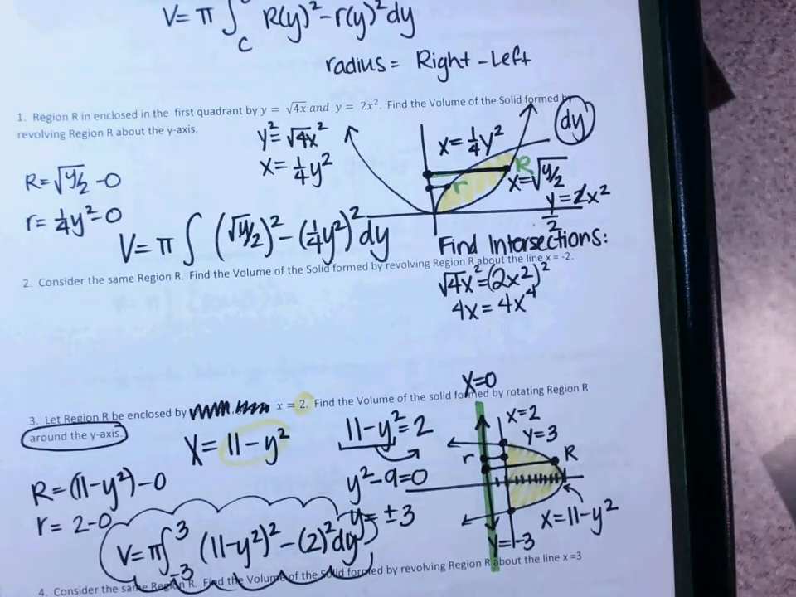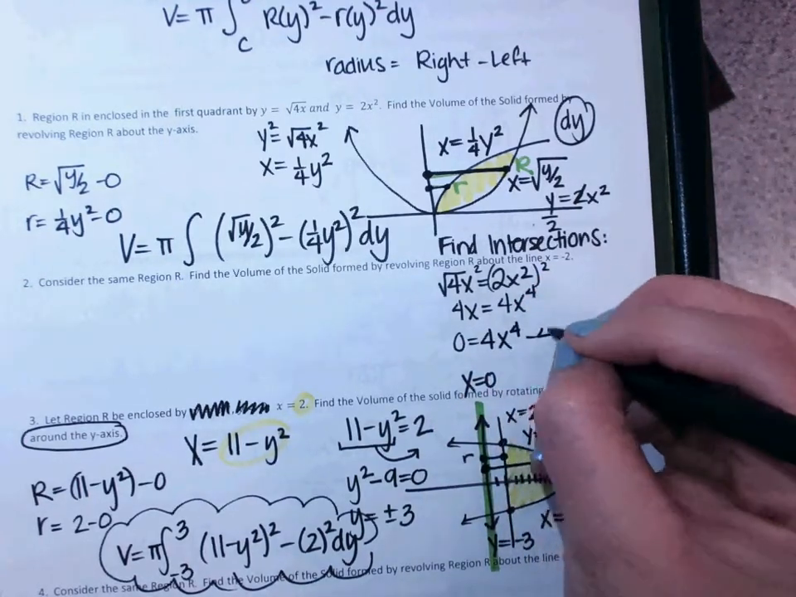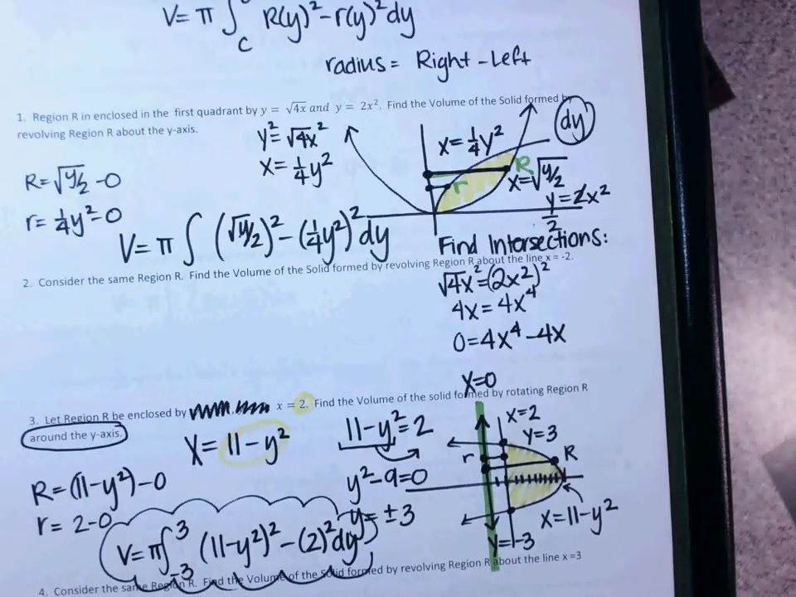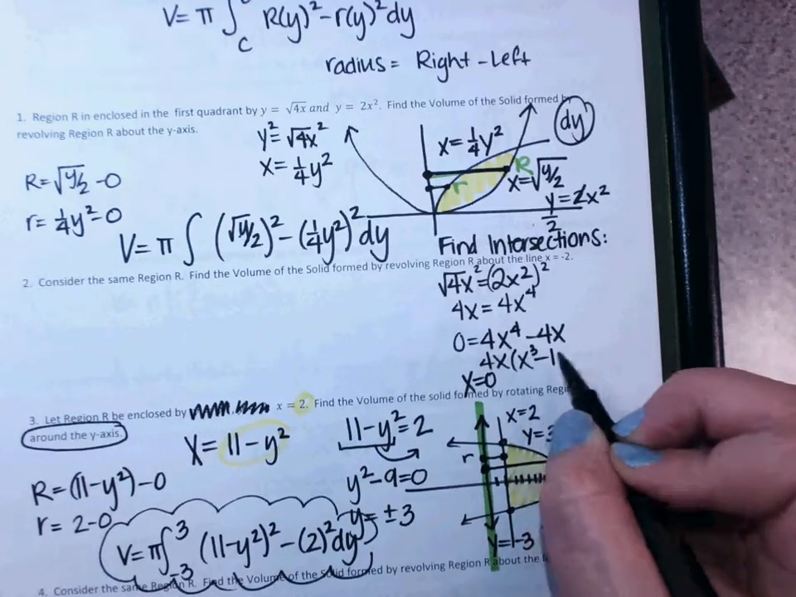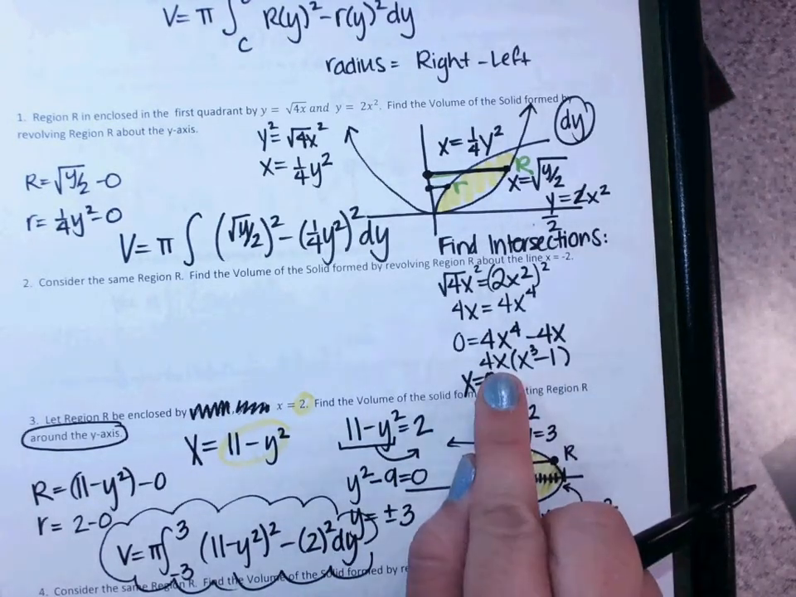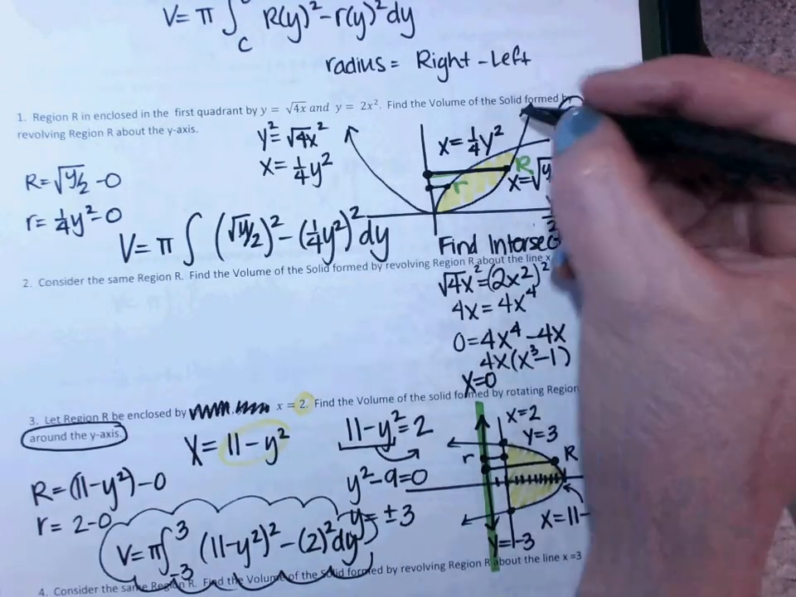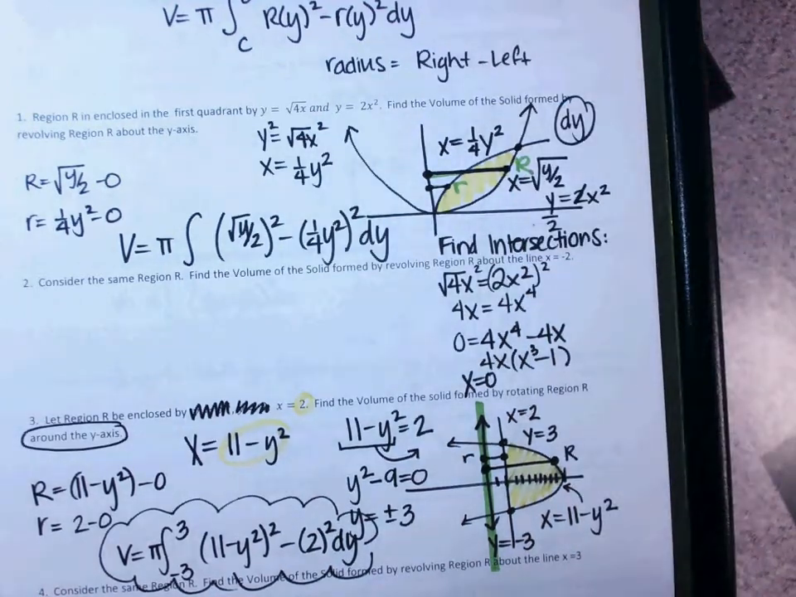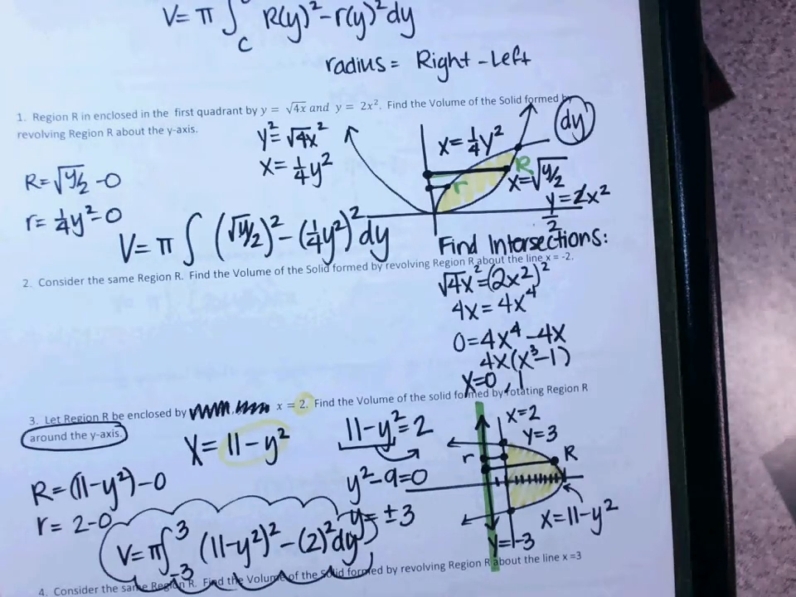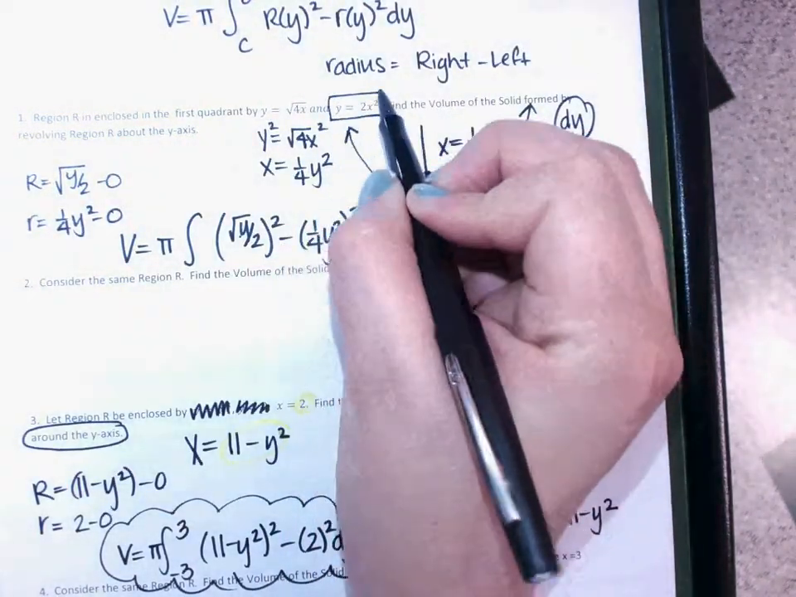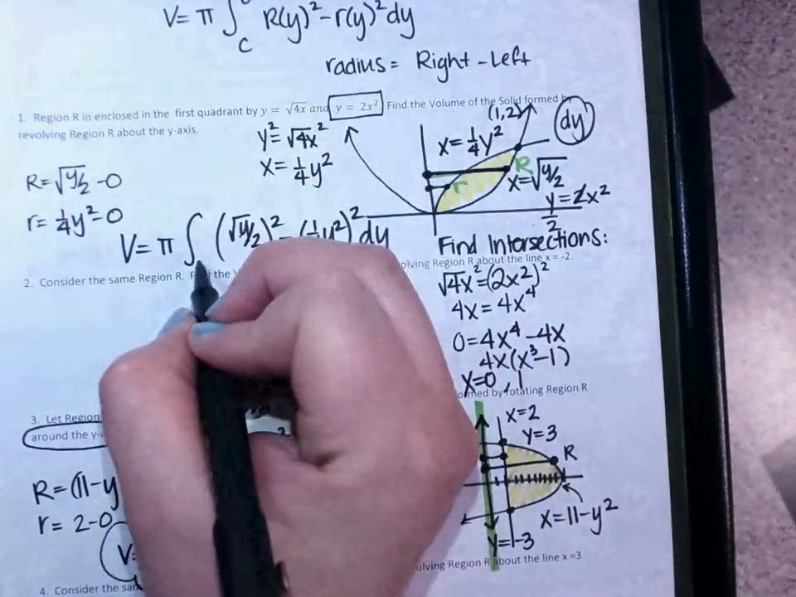Then get all your stuff on the same side. So it'd be 0 equals 4x to the 4th minus 4x. And then what can we take out of both of those? 4x comes out, you have x cubed minus 1. What is going to make this one 0? 0. And what about that one? 1. So this is x equals 1. Do I need an x value for that? I need a y value, but if I know x, I'm just going to plug in right here. If x is 1, what is y? 2. So then it would be from 0 till 2.